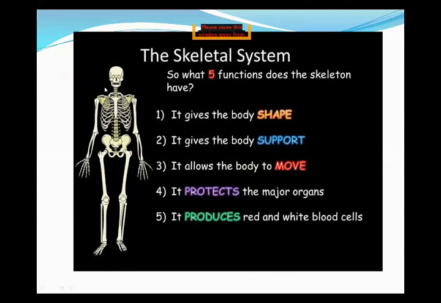Now, do you know about the skeletal system? These are the functions. If you learn these five words, inshallah, you can write the answer about the skeleton very easily. It gives the shape, it gives support to your body, it helps us move from one place to another, and it protects the major organs, which we have already discussed: inside our ribs, the heart and lungs. The skeleton also produces red and white cells inside our hollow bones.